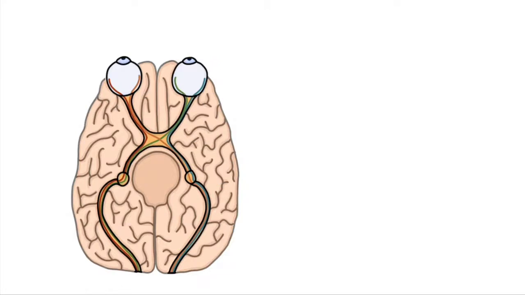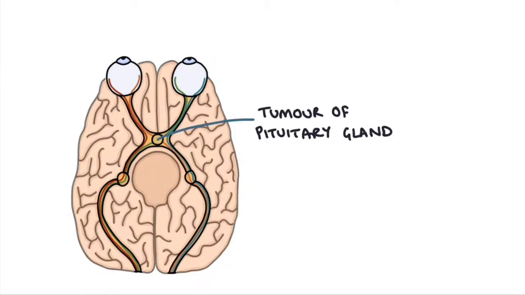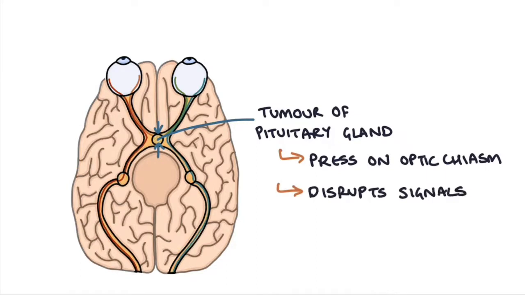So like we said, the most common cause of a bitemporal hemianopia is a tumor of the pituitary gland, which sits just below the optic chiasm. And when this tumor grows big enough in size to press on the middle of the optic chiasm, it compresses and disrupts the signals at that point. There's then loss of that signal trying to go through the rest of the brain.